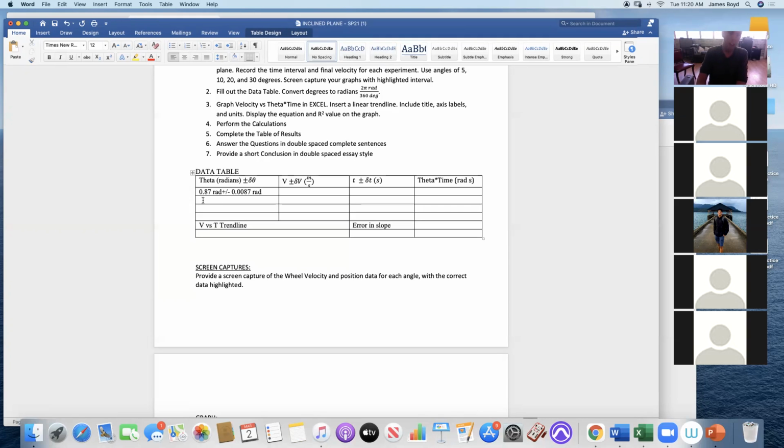So 0.087 times 2 will give me 0.174 for 10 degrees. The error will be the same for each of these, so I'm not going to write it each time. 20 degrees will be double that again, 0.348. That can't be right. I think I left off a 0. 5 times 2 times pi divided by 360. Yeah, I left off a 0 here. Whoops. I'm like, that is way too big.